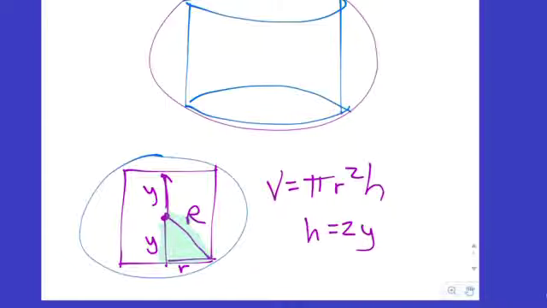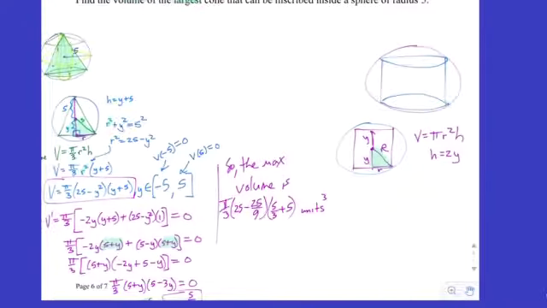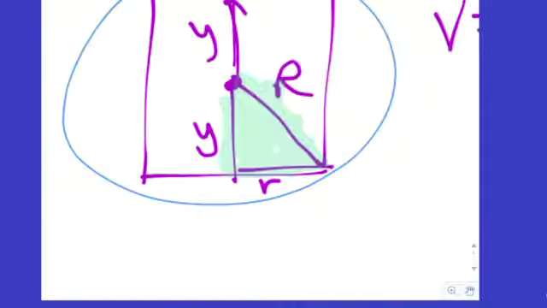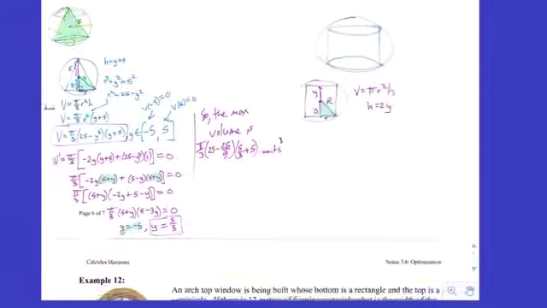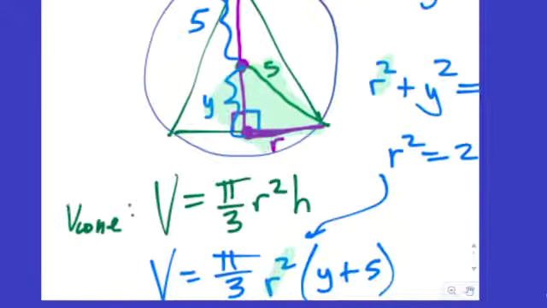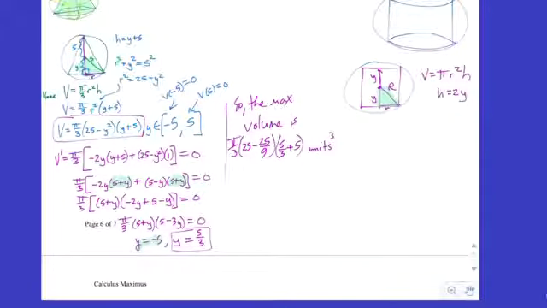So there's the insight into both the cone and the cylinder. When you're doing these inscribed problems, it's all about the Pythagorean theorem. That's going to get your constraint equation. All right. Any comments or questions about that?